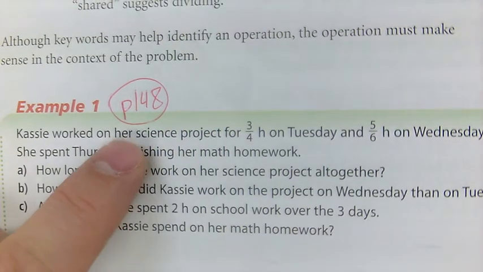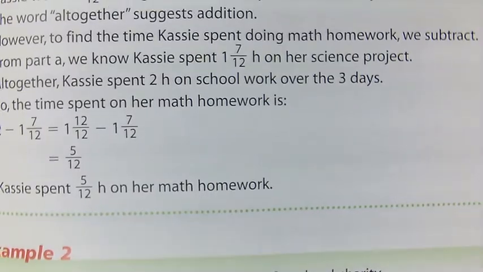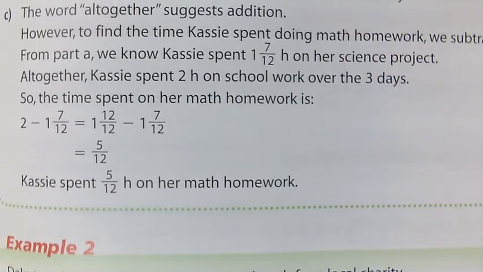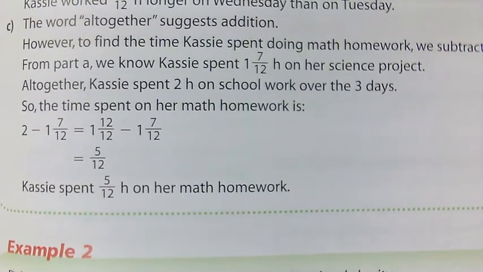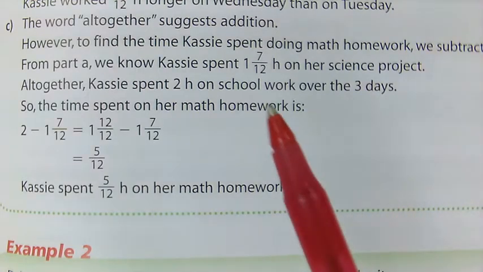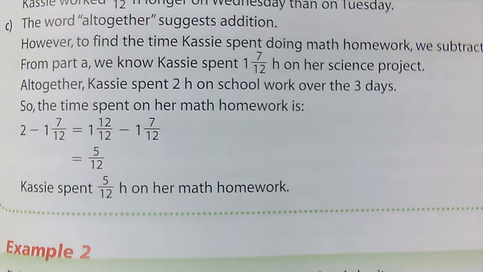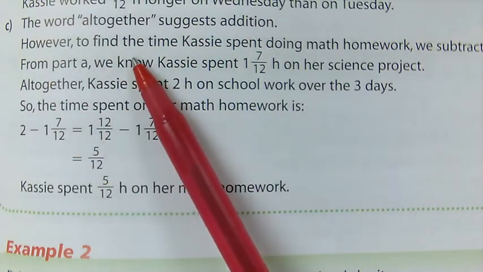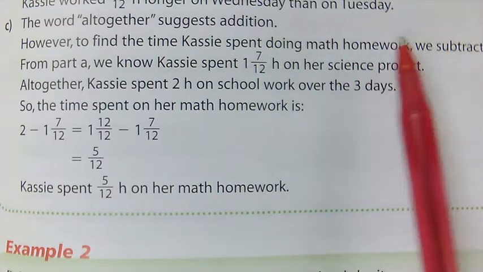So we're trying to figure out this one piece that we didn't know on Thursday. So here's the solution. We know that the word altogether suggests addition, right? However, the unknown would be with those things being added up. The thing we're trying to figure out, the Thursday, would be in that add up. So, however, to find the time Cassie spent doing math homework, we need to subtract.